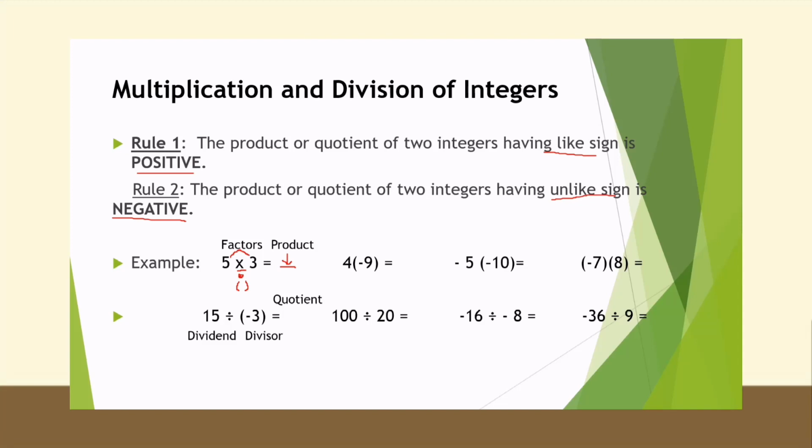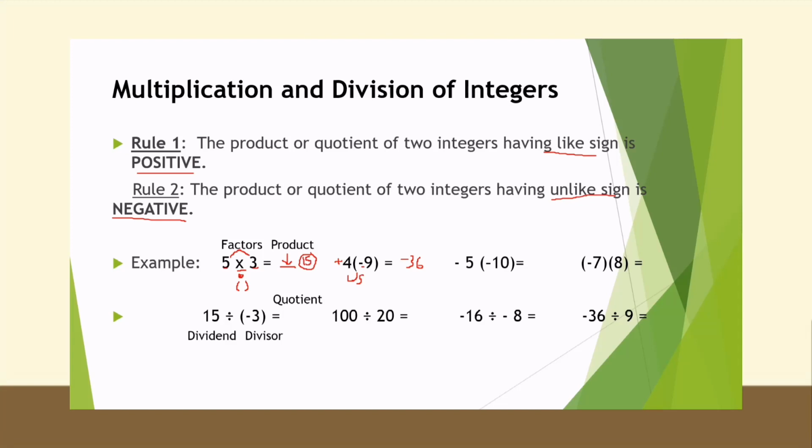Okay. So let us follow the rules for multiplication to get the product of 5 and 3. So, since it has the same sign or both are positive, the product is positive. Multiply the number. 5 times 3 is 15. So, therefore, the product is 15. Next, 4 times negative 9. We have a positive and negative sign. That is unlike sign. So, the product is negative. Multiply the numbers. We have 4 times 9 equals 36. So, therefore, the answer is negative 36.